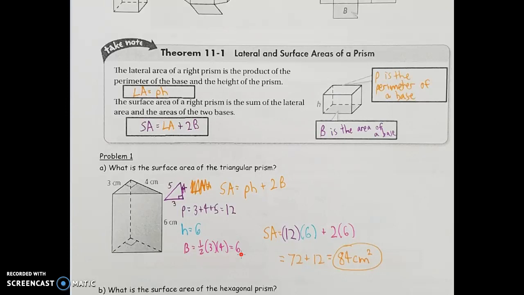So putting that all into my surface area formula, again, I have perimeter times height. So that's 12 for a perimeter of one of those triangles, 6 for the height of the prism, and also 2 times the base area. So 2 times the base area of the triangles, which we found was 6. If I put all that together, I get 72 and 12, so that gives me 84 square centimeters for surface area.